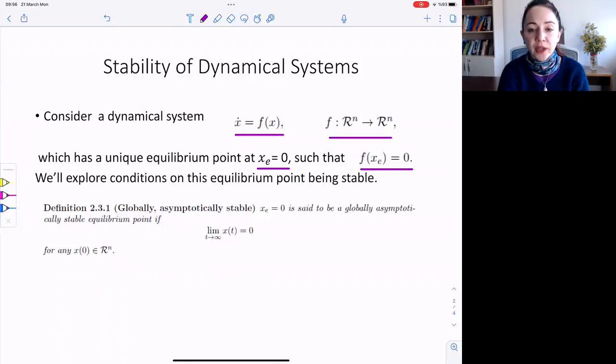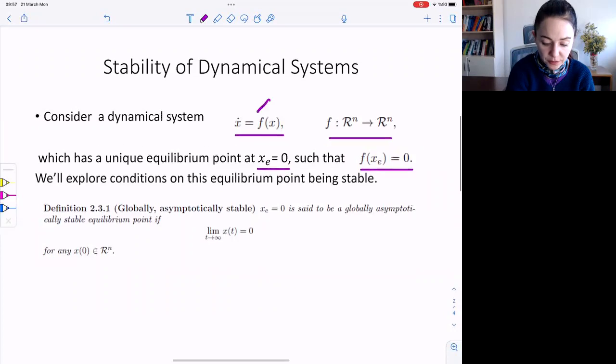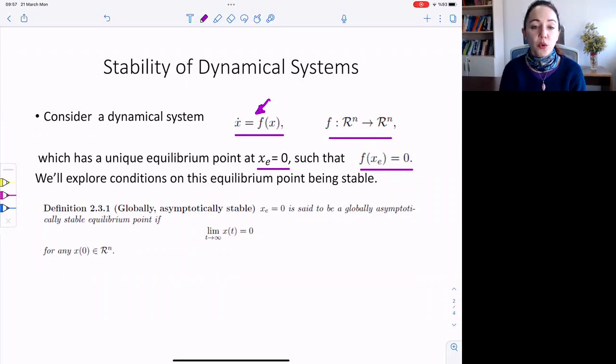In other words, when the system reaches this point x_e, it is at rest. This derivative is zero at that point. Now, as I said, we will assume that there is an x_e that is a unique equilibrium point. This equilibrium point may or may not be stable.